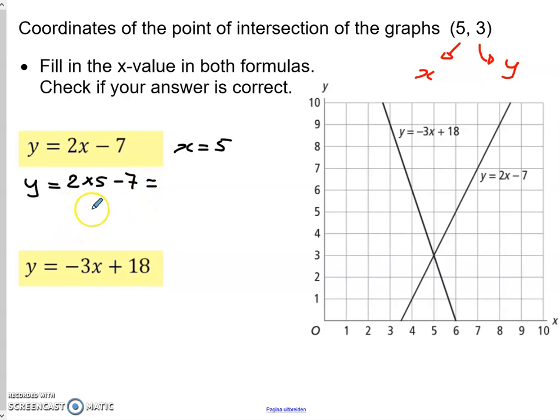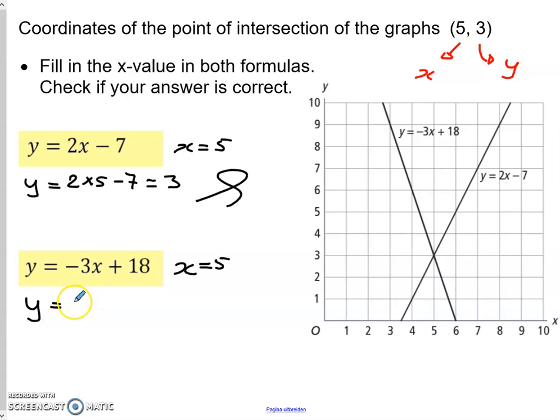Well, if we've done this correctly, the answer should be 3, because when x is 5, there really should be a y that's equal to 3. Well, let us check that. 2 times 5 is 10, minus 7, and that's 3. So this one's correct. We're going to do this also with the other formula, and we're also going to fill in x is 5.